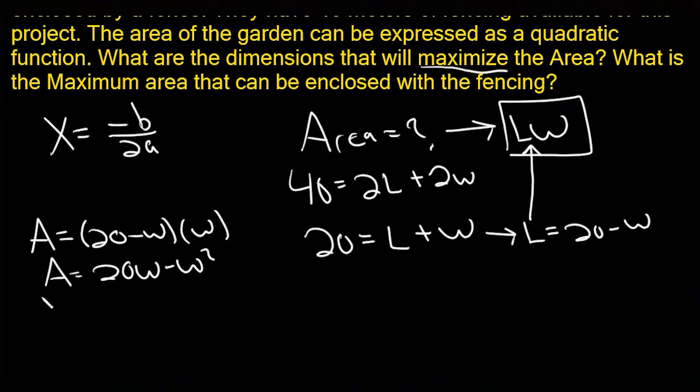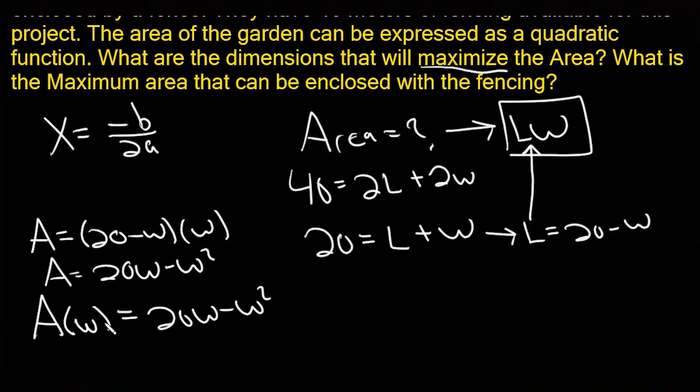You can write it in function notation. You can say area is a function of the width, and that is going to be equal to 20W minus W squared. So in other words, when I plug in width, I'm going to return the area here. All right, so what do we need to do from here?